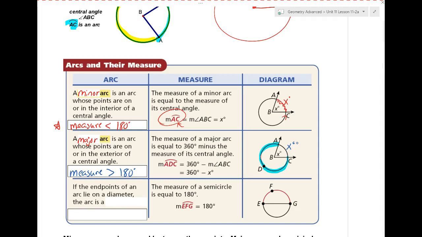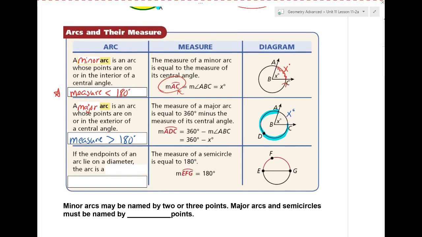All right, the last but not least, one that you need to have is called a semicircle. Actually, I'm going to change colors on that. I'm going to make that one green.